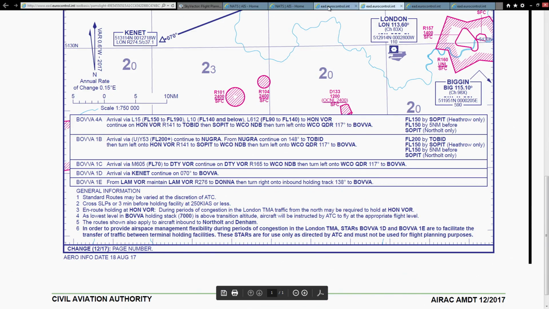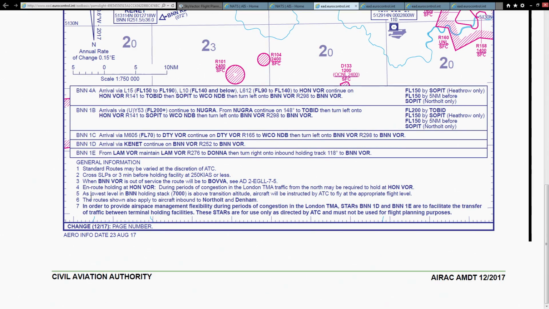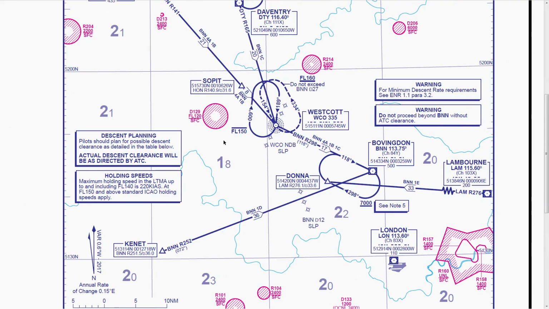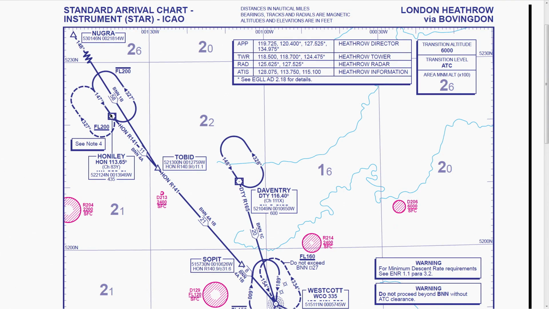Now, going back to this one, you'll see that en route holding at the Honolulu VOR during periods of congestion in the London TMA, traffic from the north may be required to hold here. So they might even tell people, just go over here and turn around. So, for example, anyone coming in from this on the 1 Bravo might be routed to the Honolulu VOR, do a hold around the Honolulu VOR, and then join the 4 Alpha approach, whichever way they're going. So, below flight level 200, that way, above flight level 200, that way. So on and so forth.